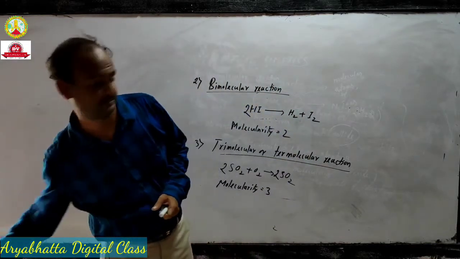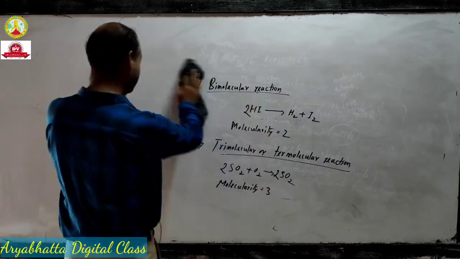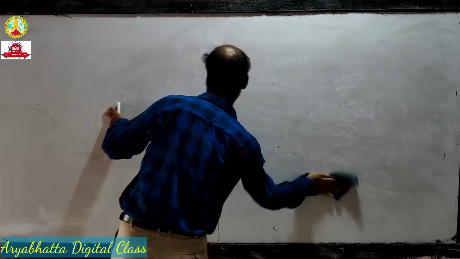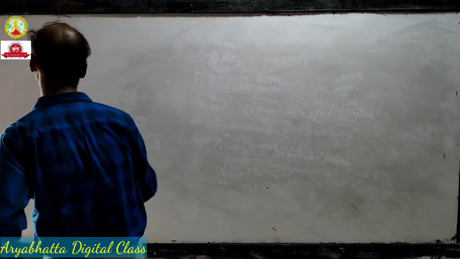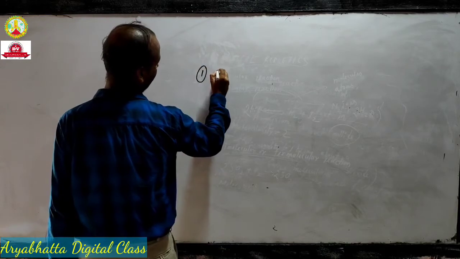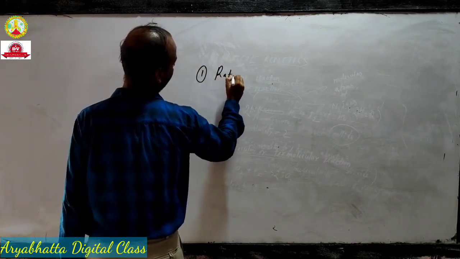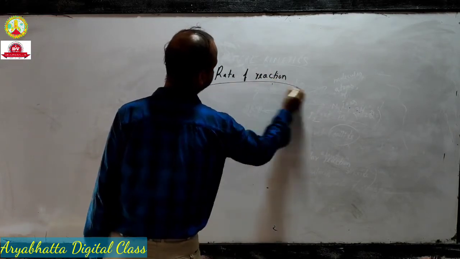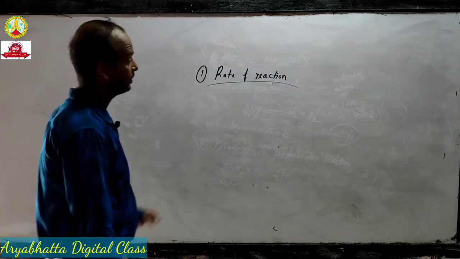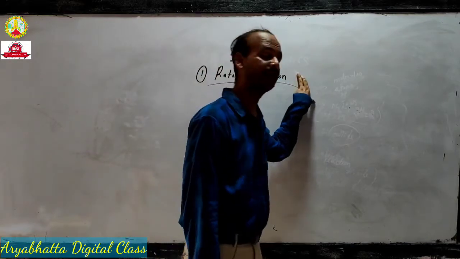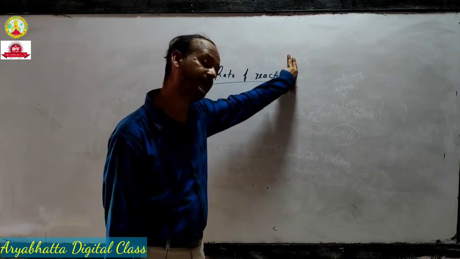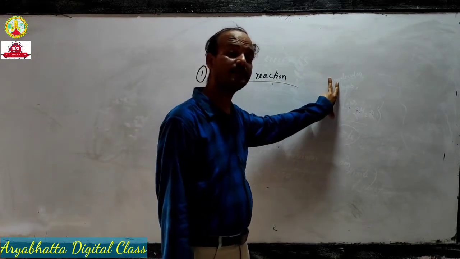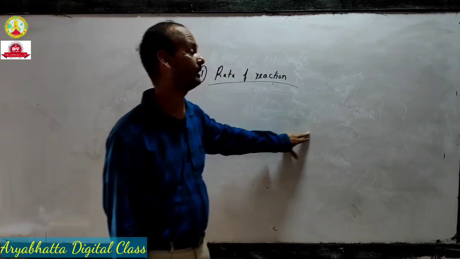Now comes the main point of this chapter. This is the very important point of this chapter. Now let's see. This is rate of reaction. Rate of reaction is nothing but the change of concentration of reactant or product per unit time.